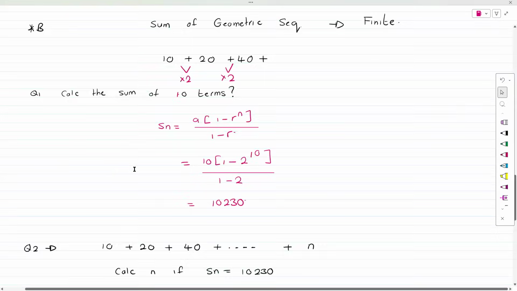Right? There's one more question that we deal with. When it comes to question 3, question 3 is 10 plus 20 plus 40 plus dot dot dot plus 5,110. Calculate the sum of this sequence.